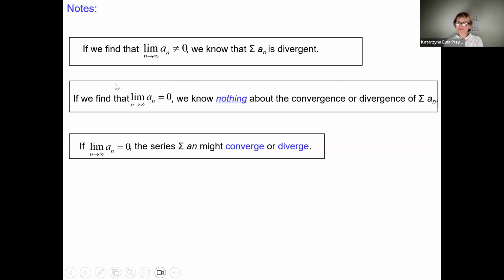Again, my notes. If we find out that the limit of the sequence is different than 0, then no chance for convergence, divergent. If we find out that the limit is 0, then we know nothing. We know nothing about convergence or divergence, because if the limit is 0, the series can converge or diverge. We know that. Okay, good.